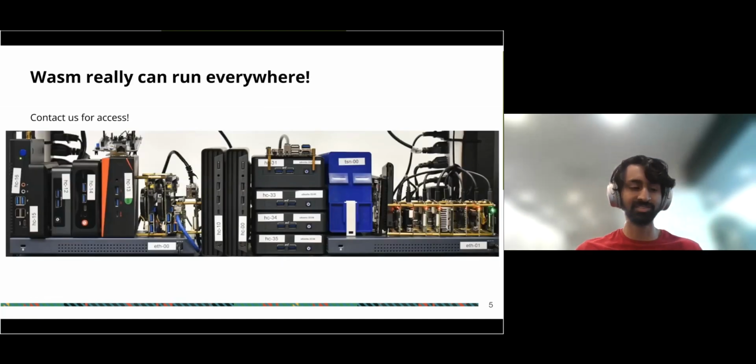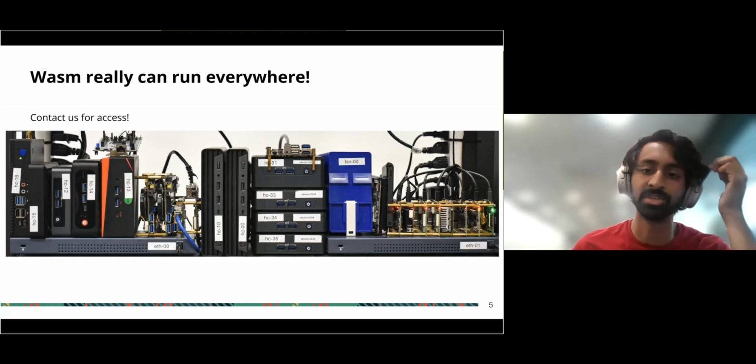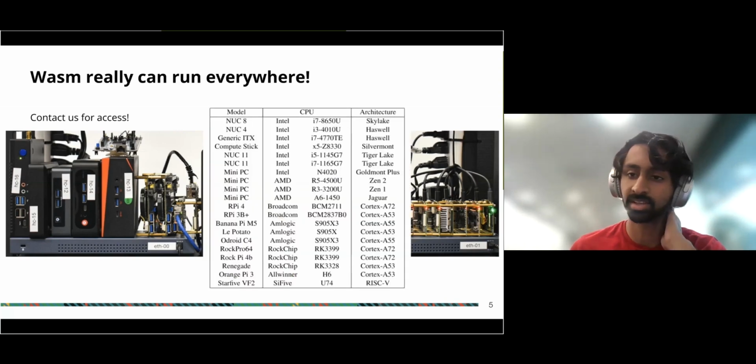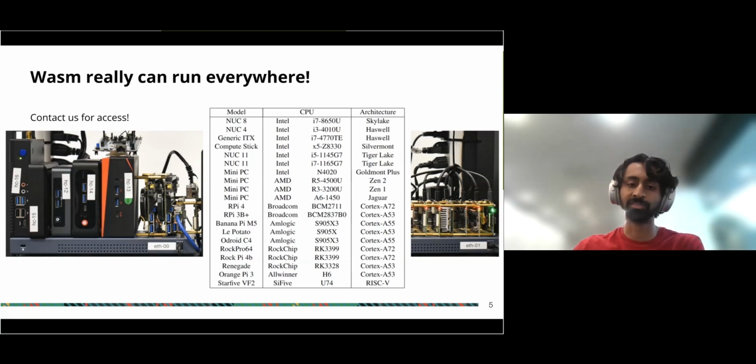And just to give you a teaser, this is a heterogeneous test cluster we have set up at CMU in our lab. We have around 20 plus devices that range across RISC-V, ARM64, and x86 targets. As you can see, we have a lot of different CPUs as well. We have some redundancy, with a couple of Tiger Lake devices on there as well. And this has been really useful, and we've actually been able to get Wasm set up and running on all of these devices, which is really cool.